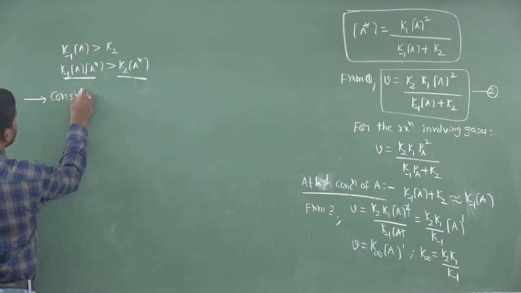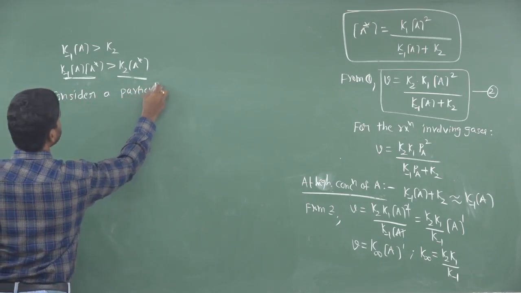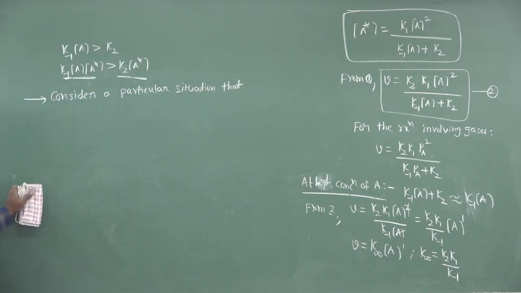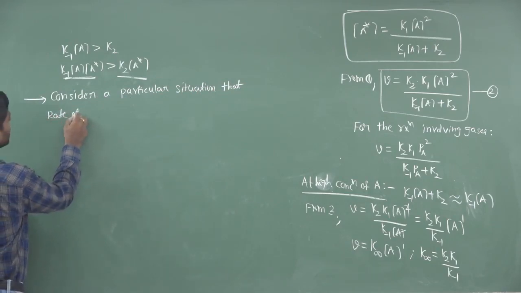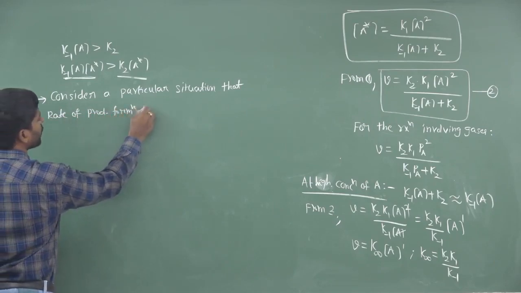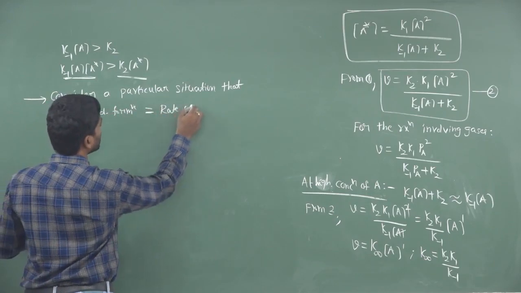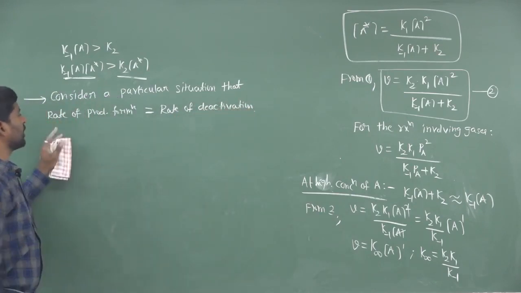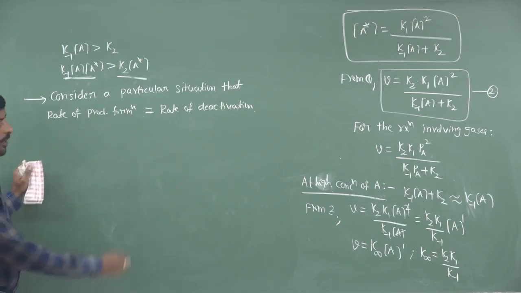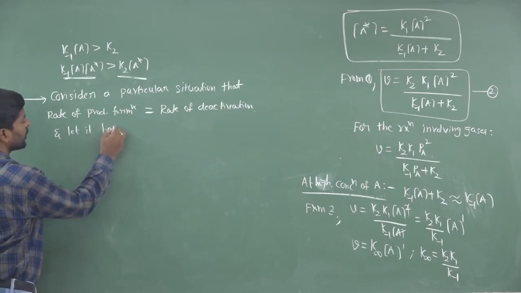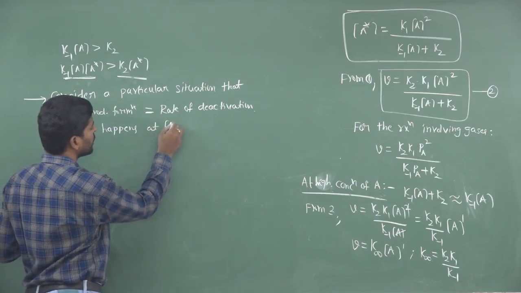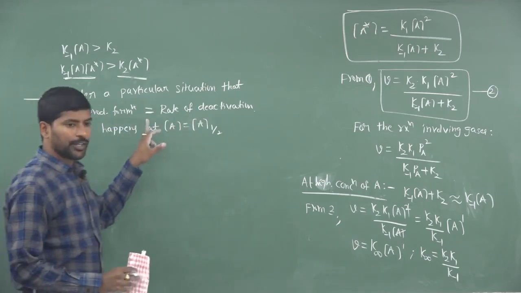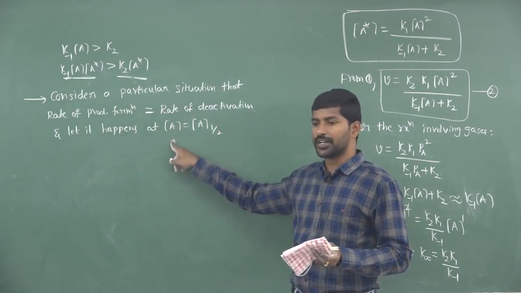Now consider a particular situation that rate of product formation is equal to rate of deactivation, and let it happen at concentration of A equal to A half. Okay, at which concentration this situation may be observed, that concentration of reactant we are taking as A half.